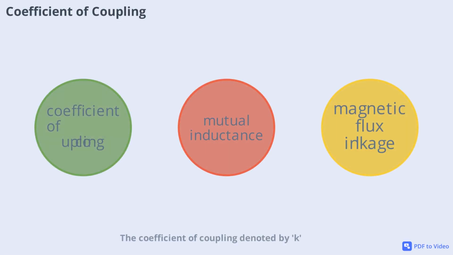The coefficient of coupling, denoted by K, is a dimensionless number that tells us how effectively two coils share magnetic flux. If K equals 1, all the magnetic flux from one coil links with the other. This is perfect coupling, as seen in ideal transformers. If K is 0, there's no coupling at all.